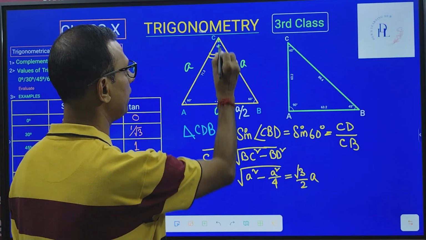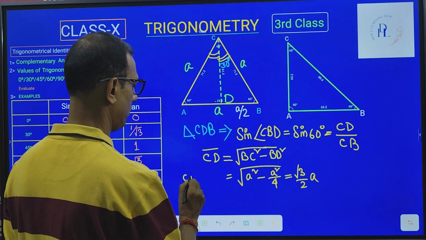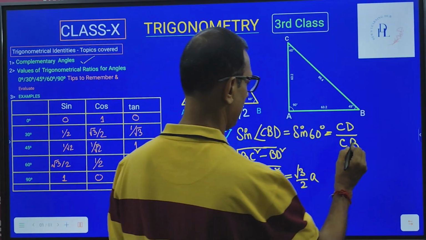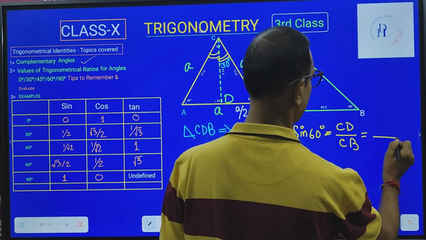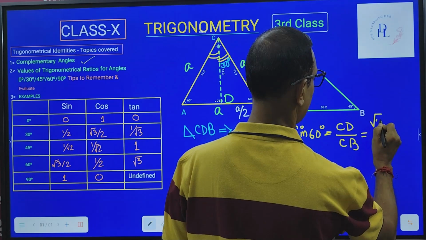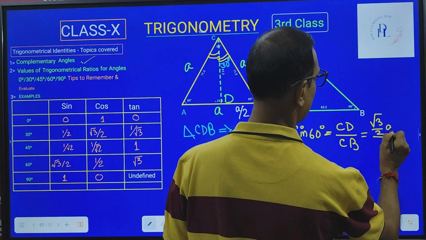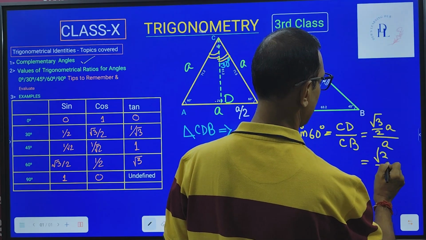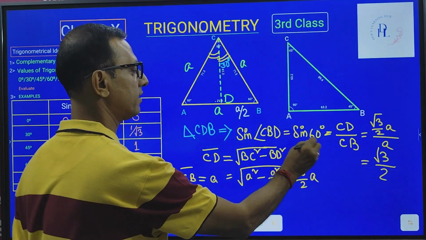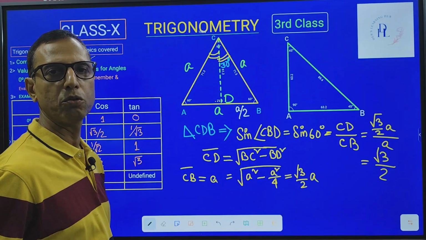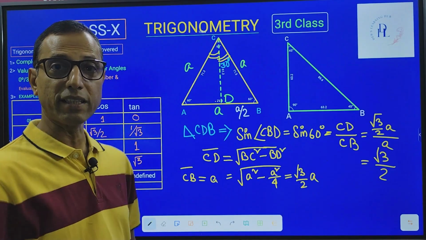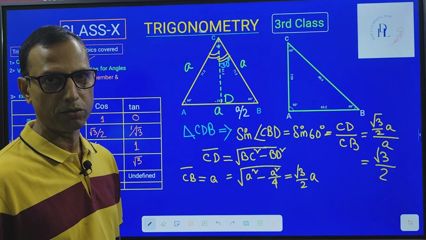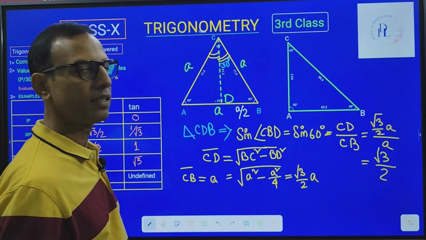And what is the value of CB? CB is A. So CD by CB is root 3 by 2 A by A, that equals root 3 by 2. So sine 60 degree value is root 3 by 2. And when sine 60 degree is root 3 by 2, that means cos 30 is root 3 by 2. And what is the value of sine 30?